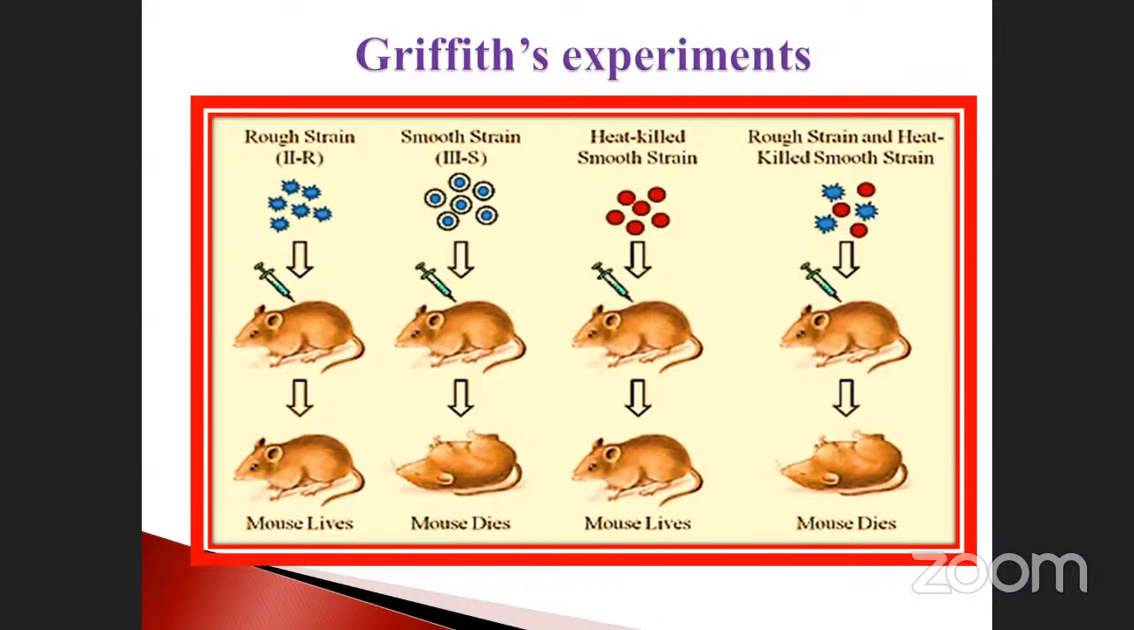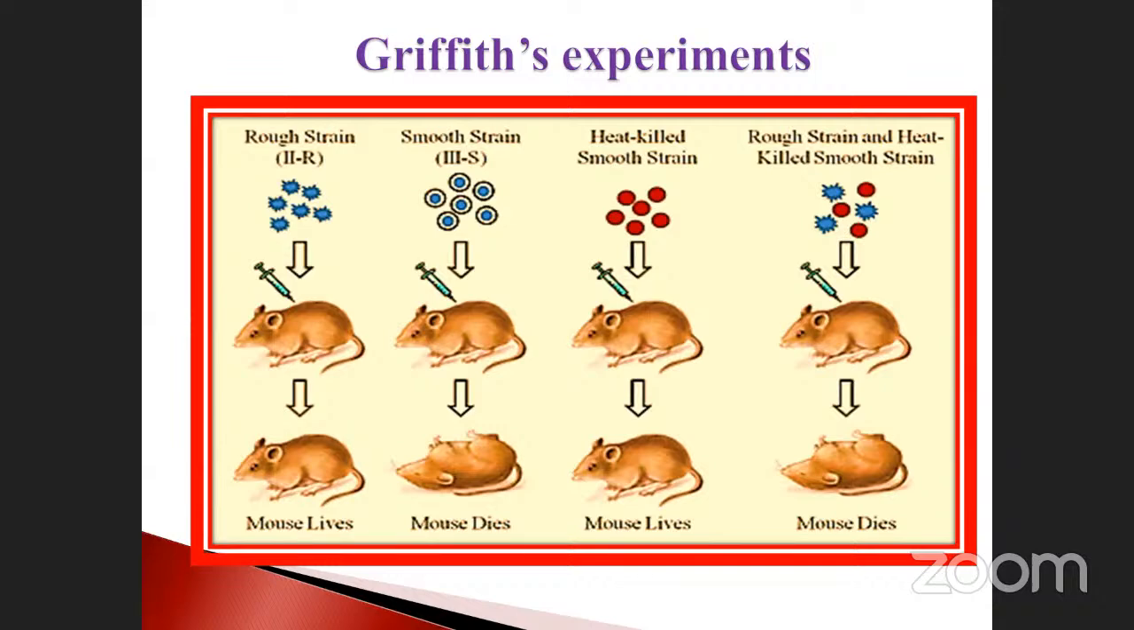When the smooth strain is injected into the mouse, what happens? It dies. We come to the conclusion: when we inject the smooth strain, the mouse dies. After that, what happened? Heat-killed smooth strain is injected, and the mouse stays alive.